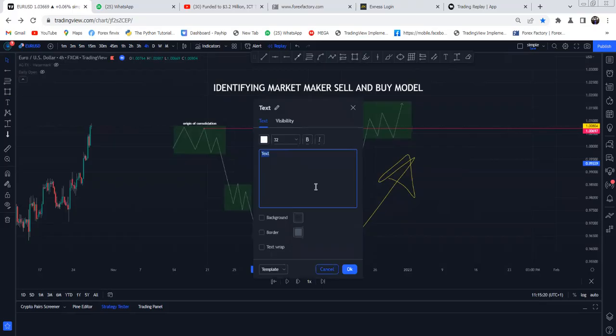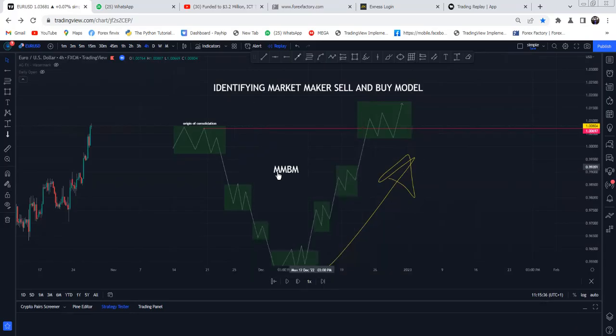All right. Let me put it market maker buy profile, or put it market maker buy model, right? That's a market maker buy model here for you.